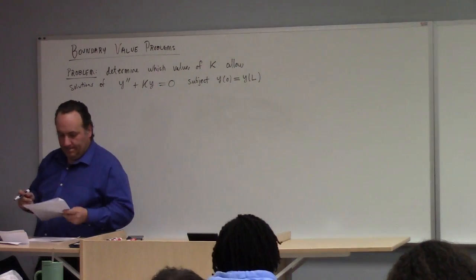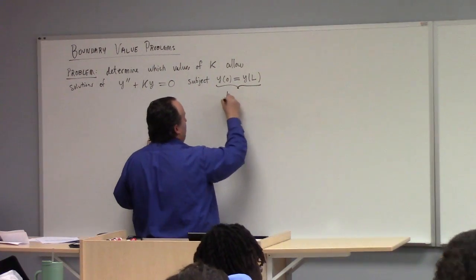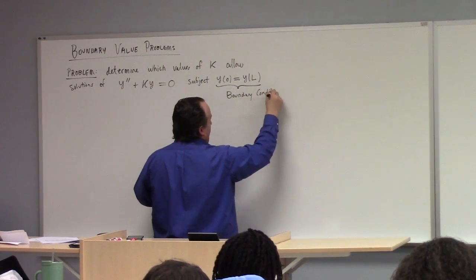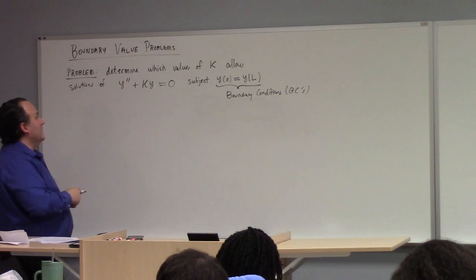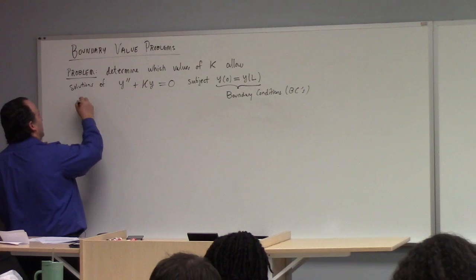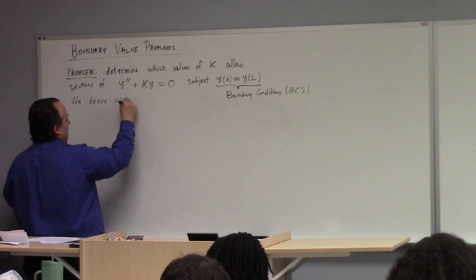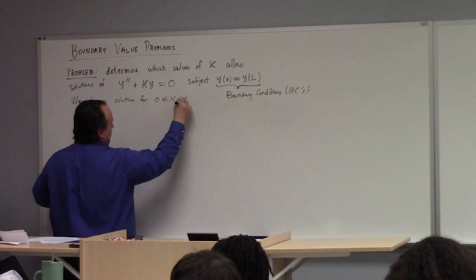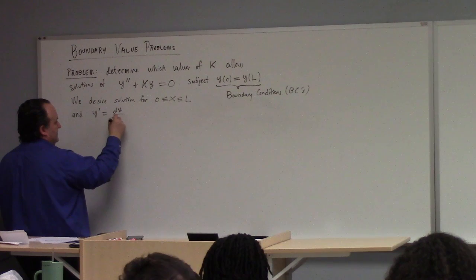All right. So this right here, my friends, these are the boundary conditions, or if you like, BCs. And here, by y prime prime, I mean the second derivative with respect to x. All right. So we desire a solution for 0 less than or equal to x less than or equal to L. And to be clear, y prime is a notation for dy dx, etc.